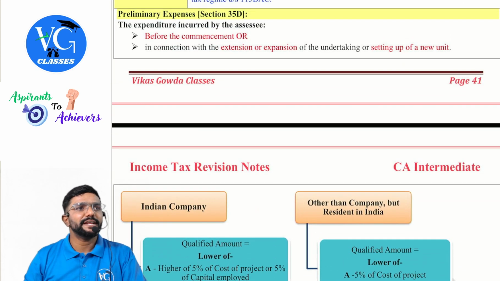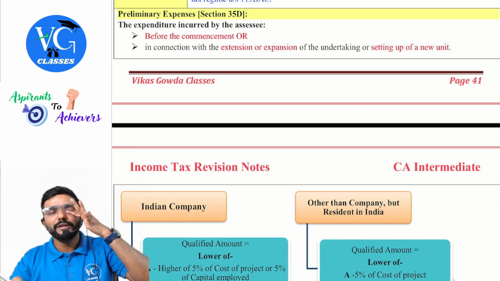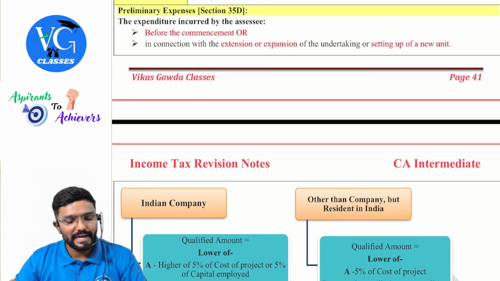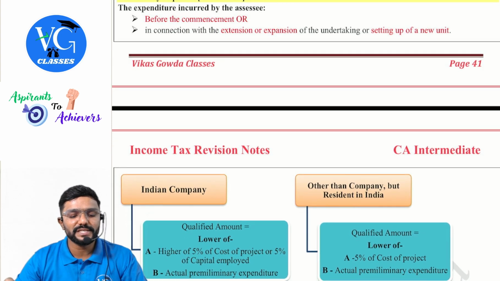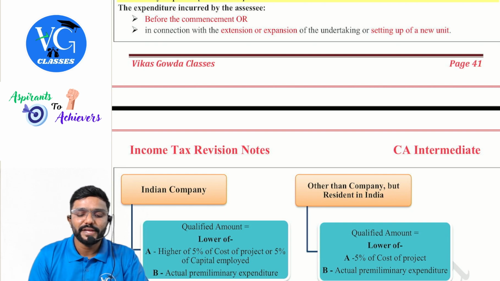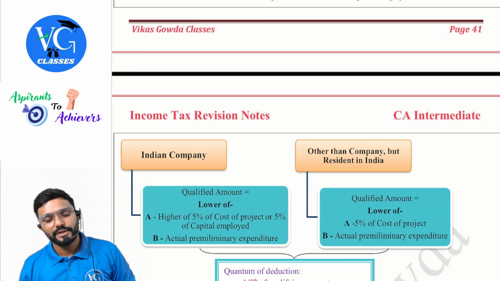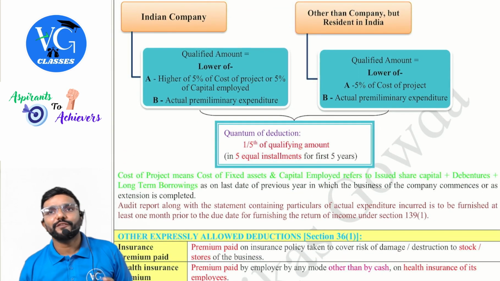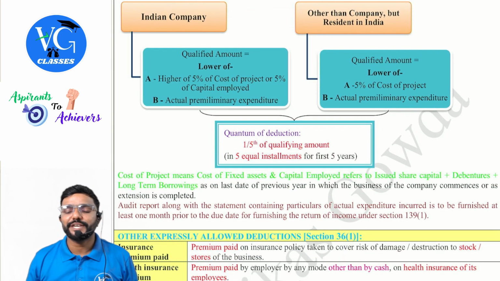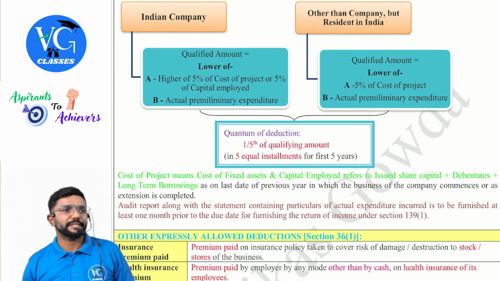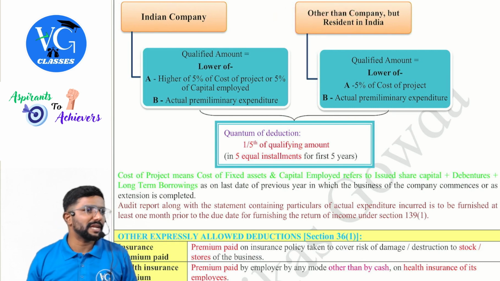Next, 35D, which gives deduction for preliminary expenses. The expenditure incurred by the assessee either before the commencement of business or after the commencement, but for extension or expansion of his present business. Then, what is the amount of deduction? It is given for two sets of people. If it is other than a company, it is given only for a resident. If they are non-resident, they cannot claim it here.